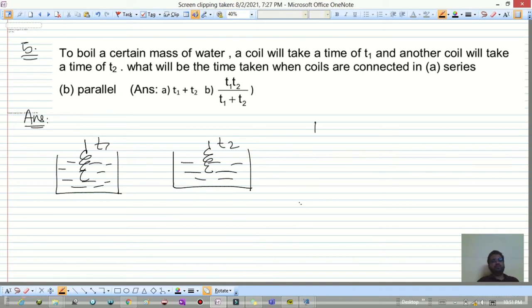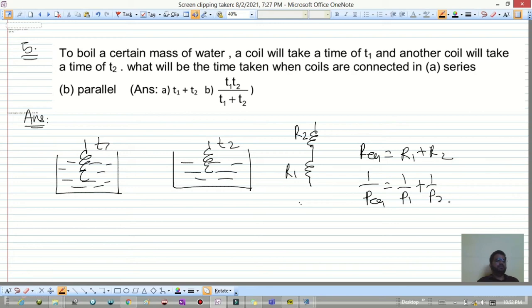Now if the coils are connected in series, then what will be the time taken? For a series we have the resistances R1 and R2. So R equivalent we have is R1 plus R2, and we know that for series P equivalent is 1 by P1 plus 1 by P2. Now see, for the amount of mass that we wanted to boil.